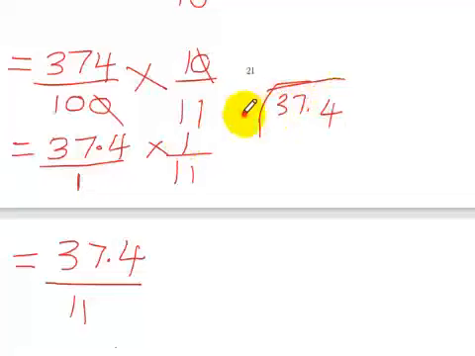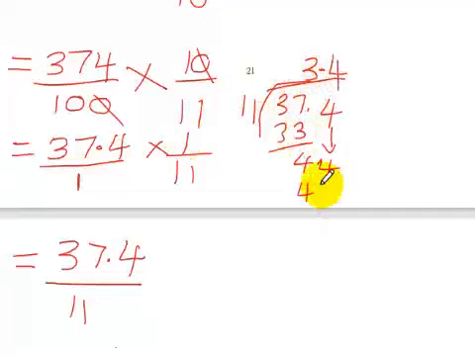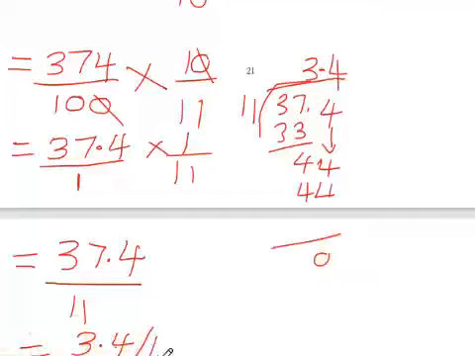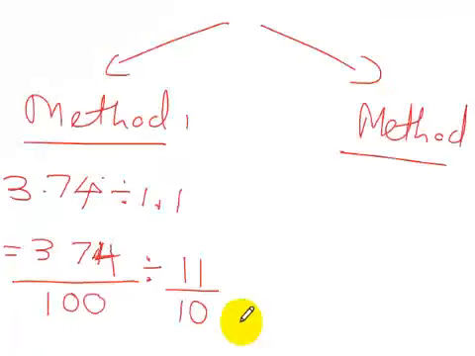37.4 divided by 11. 11 into 3, 33. 4 remains. Then before taking this 4 down, you should put the decimal point. Then I take this 4, 11 into 44 is 4. Remainder 0. So the answer is 3.4. Okay. We'll move to the other method.